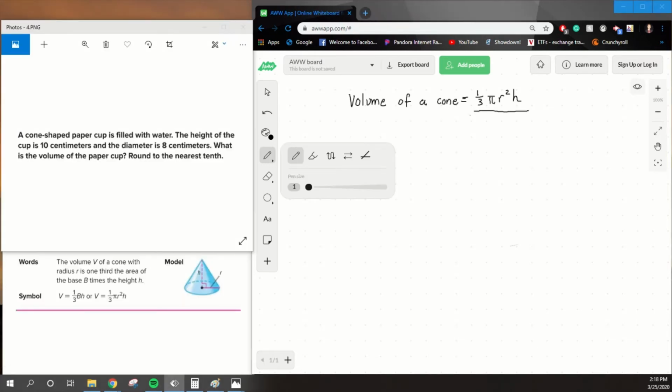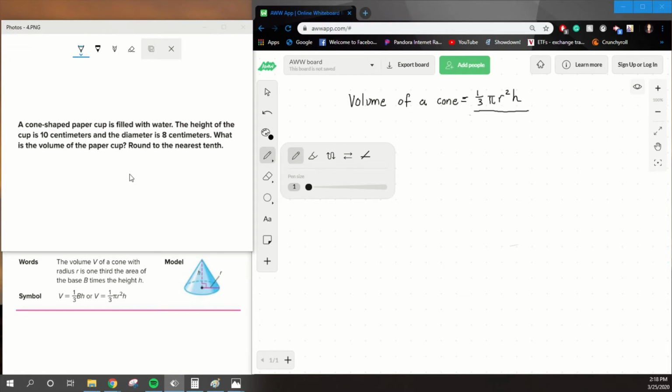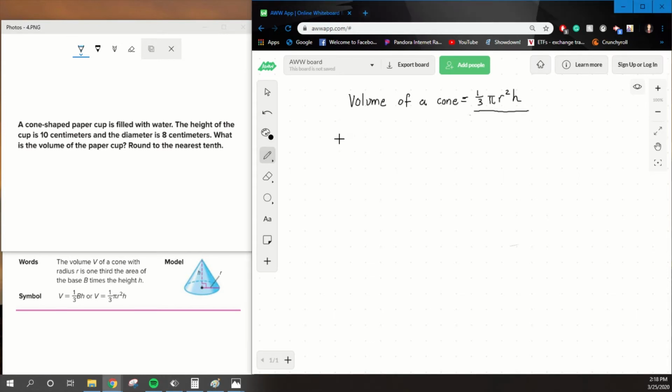The next type of problem we're going to run into is when they don't give us a diagram. They've only given us the words here, so we are going to have to interpret that in order to use it for our formula. The cone-shaped paper cup, so I know I'm using the cone formula. The height of the cup is 10 centimeters, so h is equal to 10.